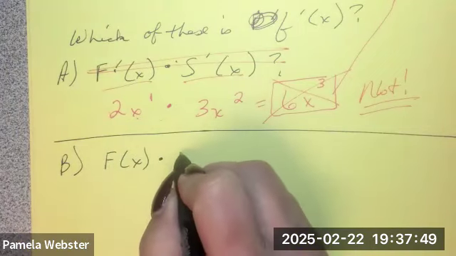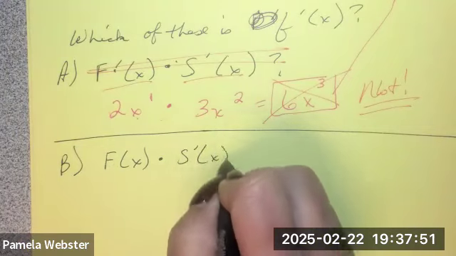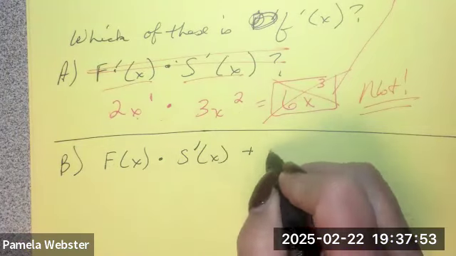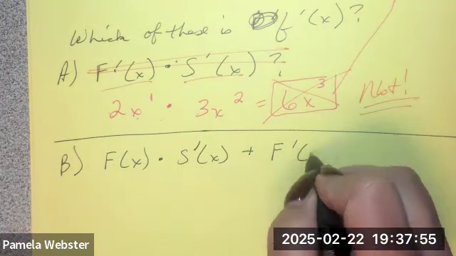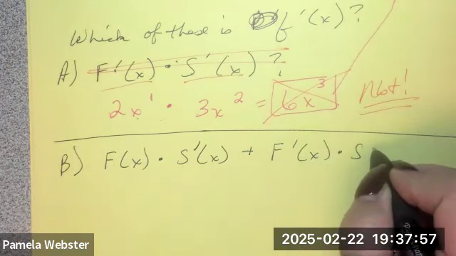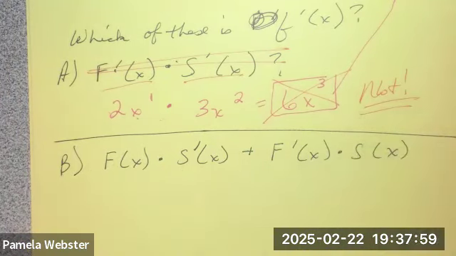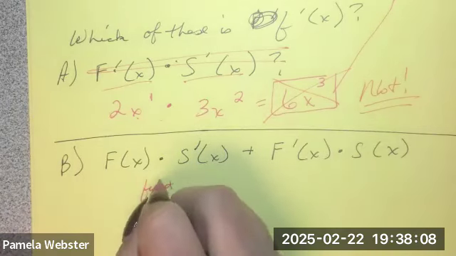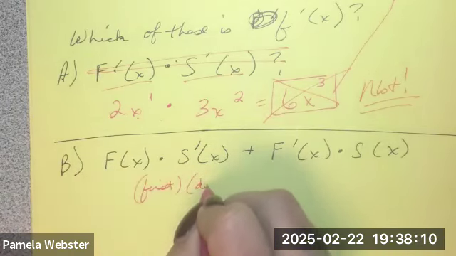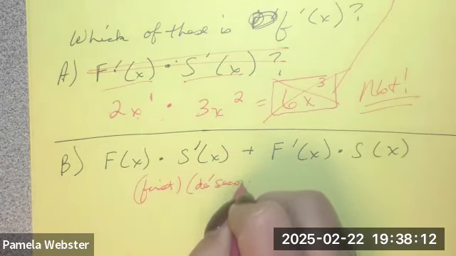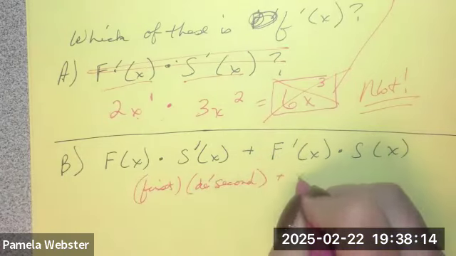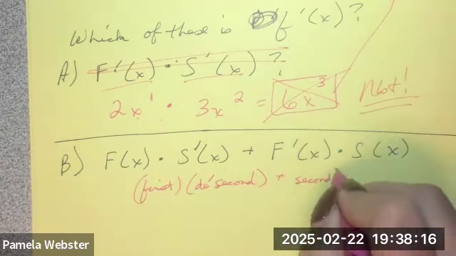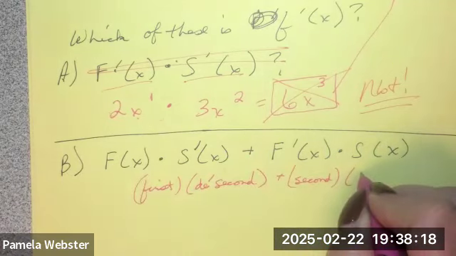The derivative of the first one times the second one, plus the first one times the derivative of the second one. Okay. And I actually say this a little bit different. So if you hear me say it, I pretty much always say the first times the derivative of the second plus the second times the derivative of the first.